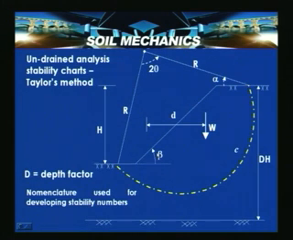Beta is the slope inclination, W is the weight of this portion of the slope at a distance d which is at the CG, and dH, where d is the depth factor and H is the height of the slope. So, this is the nomenclature used for developing stability numbers.